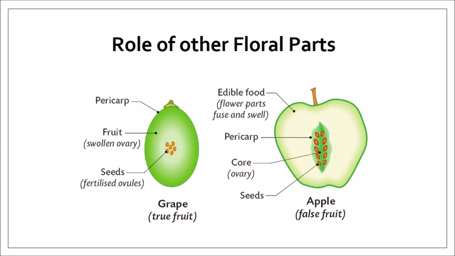We have here an example. A grape, which is considered a true fruit, or eucarp, develops from the mature, ripened ovary, whereas the bulk of the apple, which is a false fruit, or pseudocarp, develops from the torus or hypanthium.